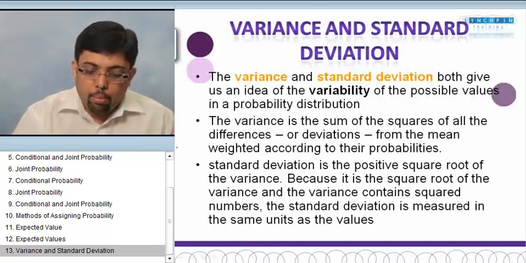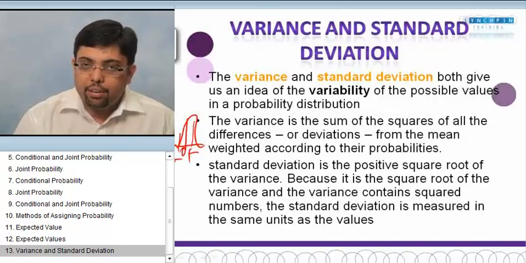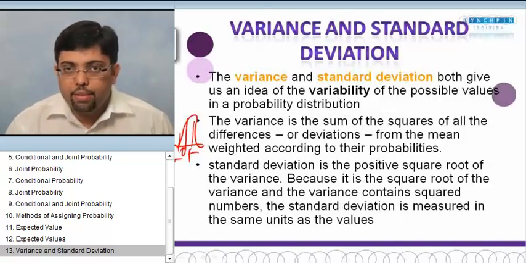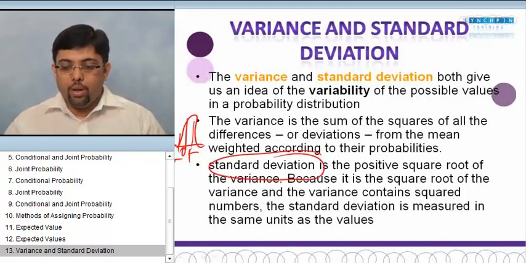A normal probability distribution looks like a bell curve, and we have a variance from the mean. The mean is 0, and we have variances on both sides. It can be positive and it can be negative. Any time we have a variance, it has to be square rooted to come up with the standard deviation, and the standard deviation is always positive. Why? Because it is the square root of the variance. The variance contains a square number. The standard deviation is measured in the terms of the values.